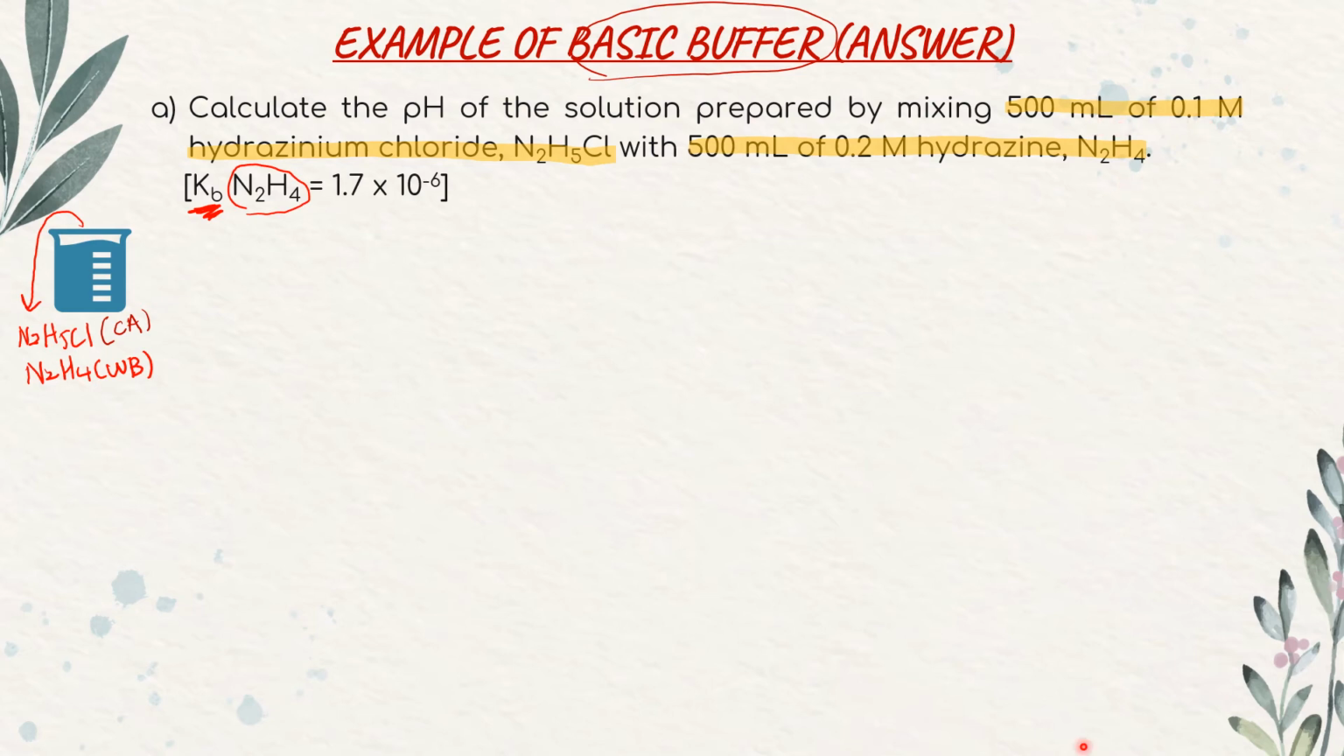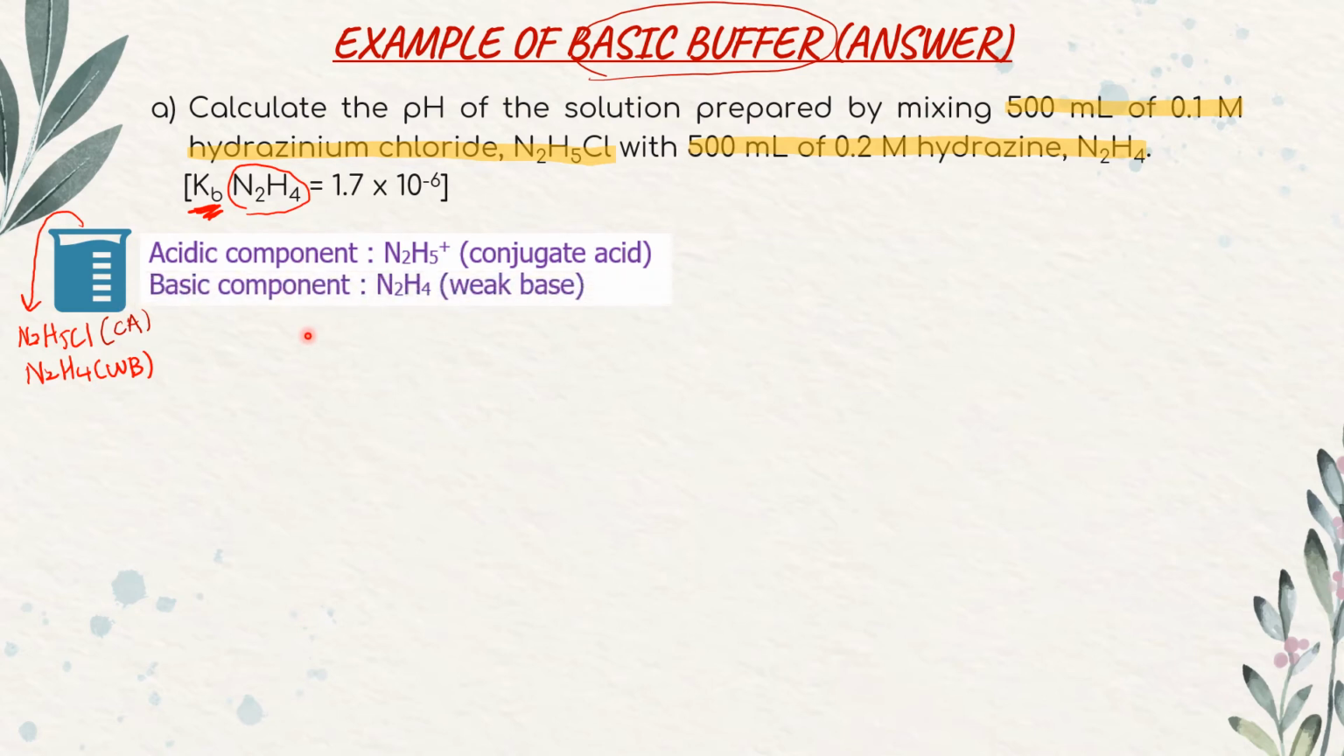Okay, jadi dekat sini, apa yang kita perlu buat adalah, first, kita dah identify tadi kita punya weak acid, weak base and conjugate acid. So, saya akan tulis dulu, the acidic component is N2H5 and the basic component is N2H4. Okay, the next step adalah kita kena kira semula the concentration of the N2H5 dengan N2H4. Kenapa kita kena kira concentration semula? Because the volume changes. Asal setiap satu adalah 500.